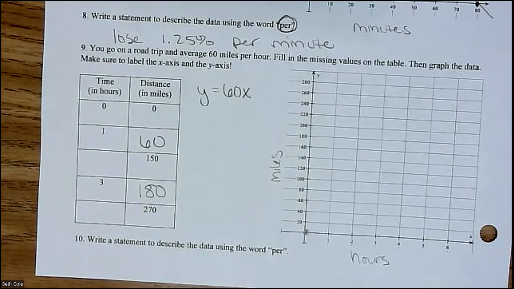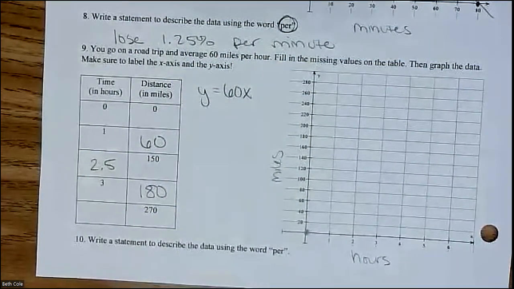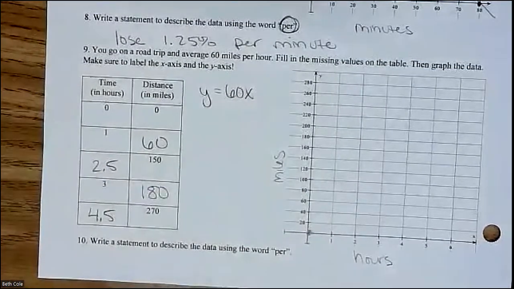I'm just going to type it in so everybody can see. You don't like the decimal? All right, so 2.5 hours. And then for 270, if you divide that by 60, you get 4.5. So go ahead and plot those.